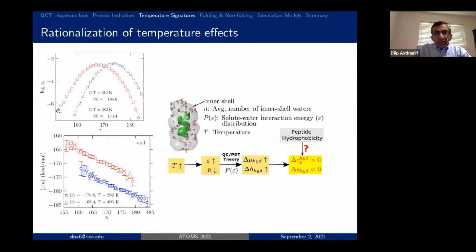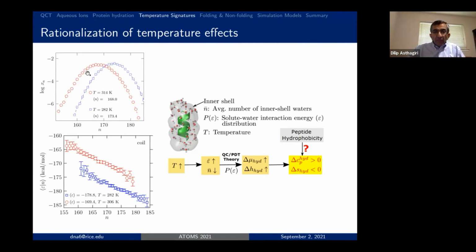Okay, so when I look at the coordination distribution at 314 Kelvin and 282 Kelvin, we find that the coordination distribution moves to the left. So fewer particles are inside the inner shell of the solute. As I heat up the system, the solvent is expanding, and the population is decreasing in the inner shell.